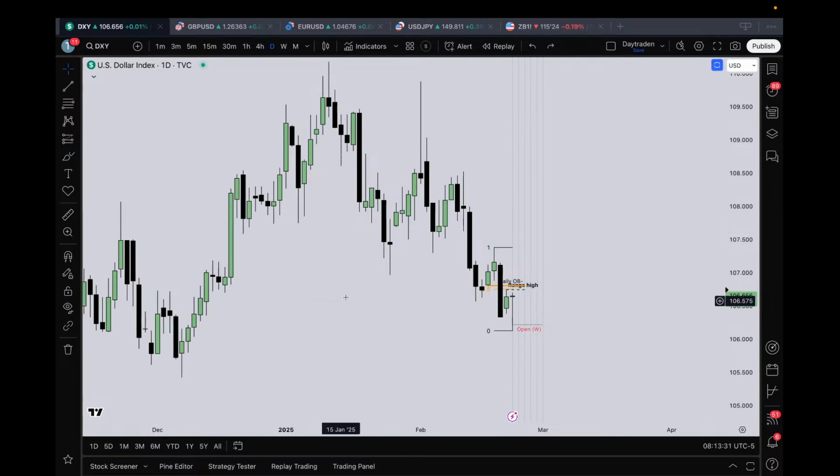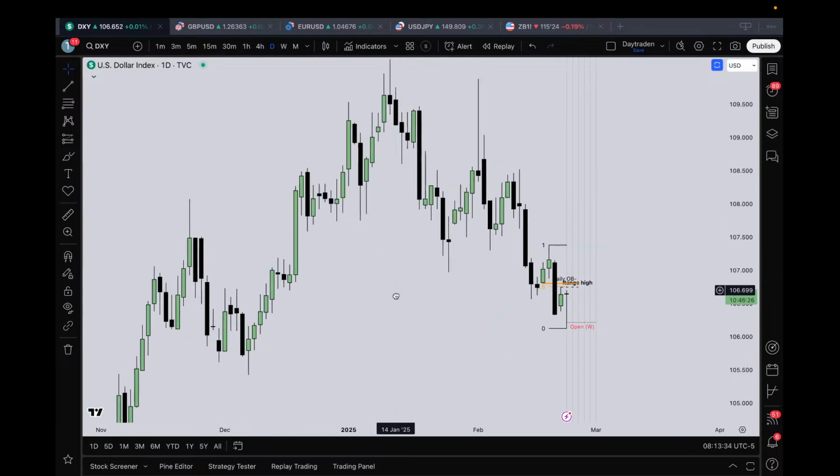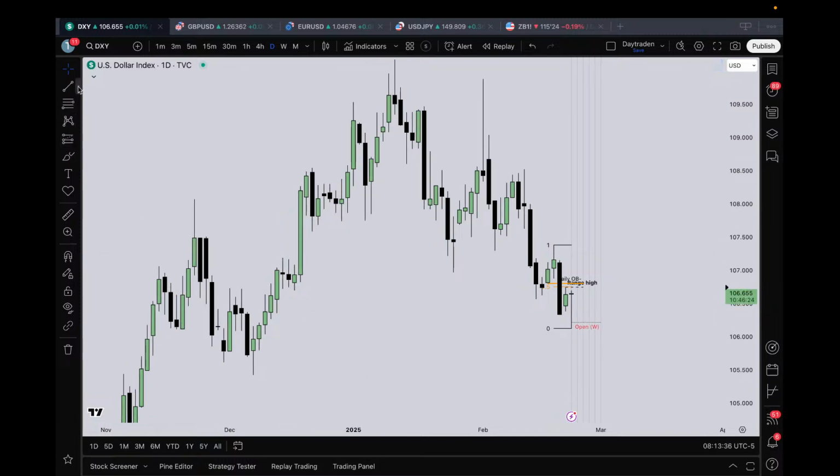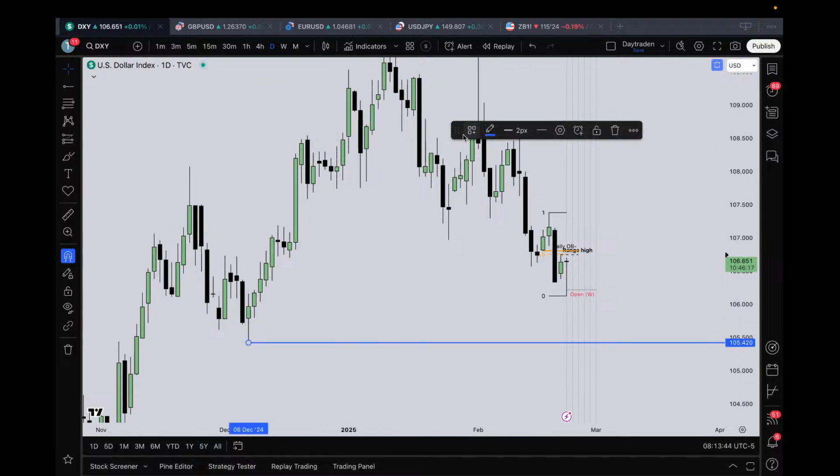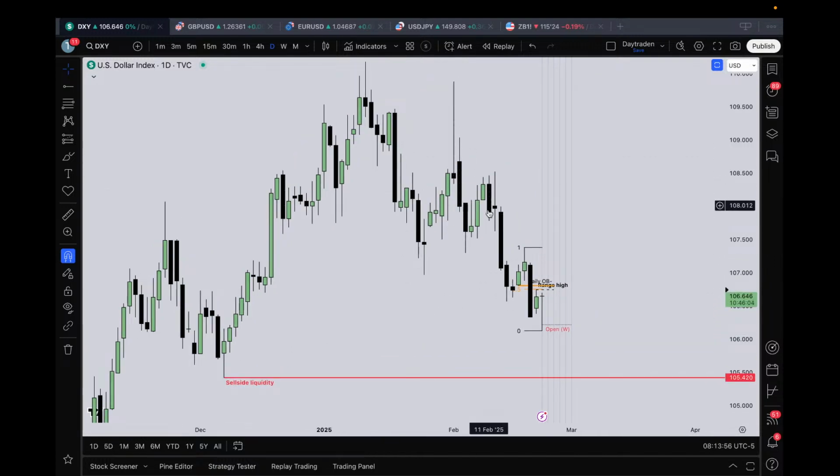So what is now the main area to look at for the dollar index? In my opinion, the midterm draw on liquidity finds itself around over here, this sell side liquidity pool at 105.42. It is the main first target in the midterm for the dollar index, actually. So in overall case, we are following the order flow. And personally, I would say that we are going to look for more shorts during the course of this trading week.